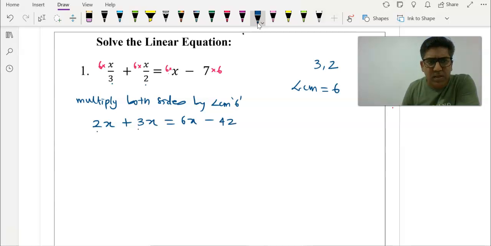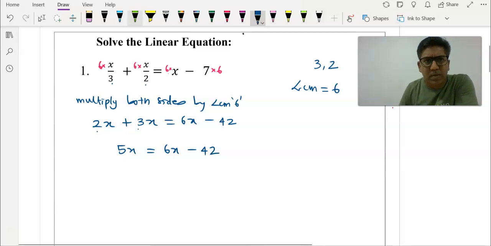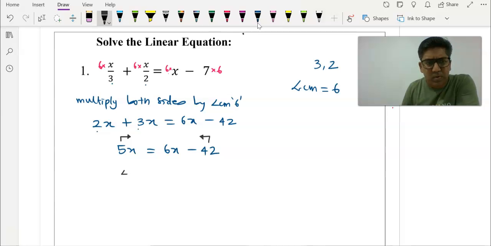Simplifying the left hand side, 3x plus 2x is 5x. On the right, we have 6x minus 42. Now, I'll bring the 5x, which is the smaller variable term, to the right. So we will shift 5x to the right and we'll move minus 42 to the left. So I move minus 42 to the left, so it will become positive 42. 6x is as it is. When you shift 5x to the right, it will become negative 5x. So 42 equal to x, so x equal to 42.